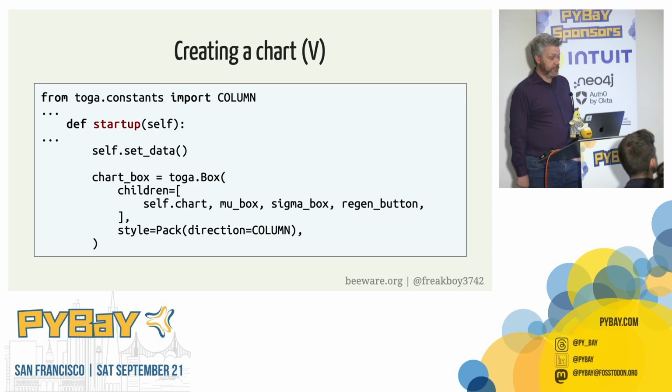And then we put all that content into our chart box. So our box has the chart, a box that contains a label and a mu slider, a box that contains a label and a sigma slider, and then a regenerate button, all stacked into one big column. So we've got our chart box now. Now we can fill in some of the gaps that I referred to along the way.